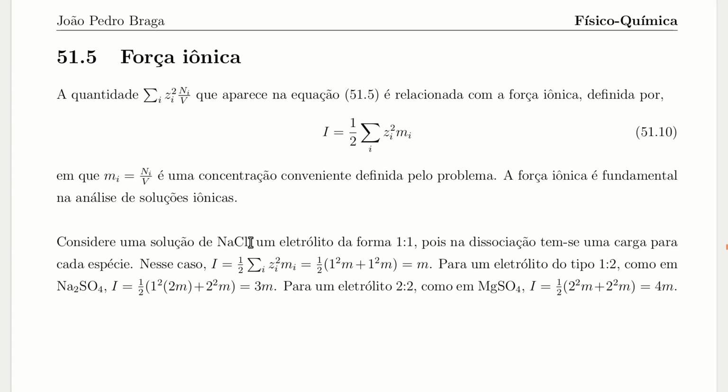For example, let's take our three prototype systems. For sodium chloride, for example, which is 1 by 1, Z1 equals 1, Z2 equals 1. And you just have to calculate that. Ionic strength for an electrolyte of the form 1 by 1 is M. Ionic strength for an electrolyte of the type 1, 2 equals 1 squared, 2 squared, 3M, and so on. For magnesium or copper sulfate, one of the two, you get 4M.